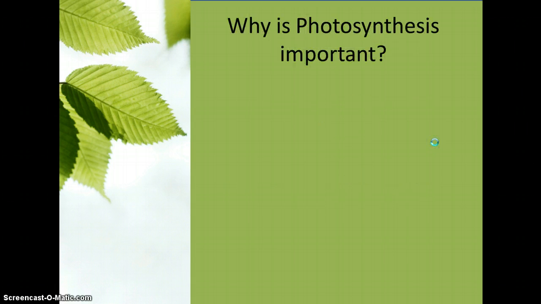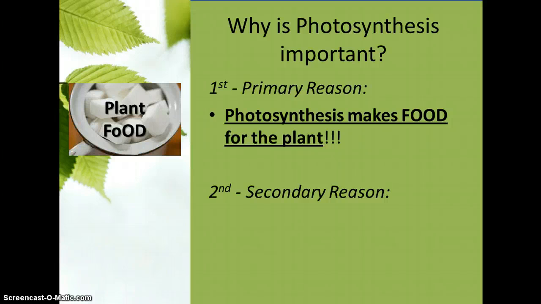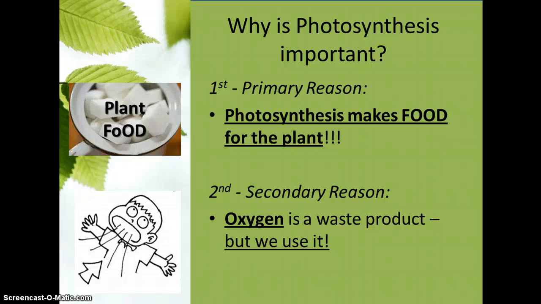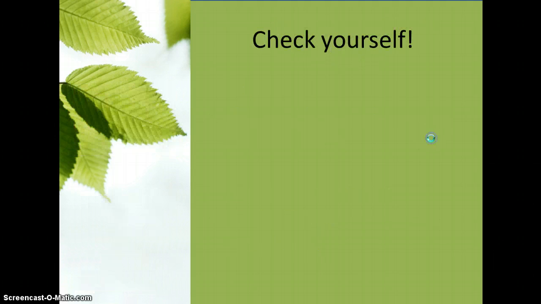So why is photosynthesis important? There are two main reasons that you'll need to know. The first, or the primary reason, is that photosynthesis makes food for the plant. That's the whole point of this for the plant. And the second reason that photosynthesis is important actually has nothing to do with the plant, has to do with us. The waste product that plants excrete is oxygen. And the plants aren't going to use the oxygen, but we sure will when we breathe in.